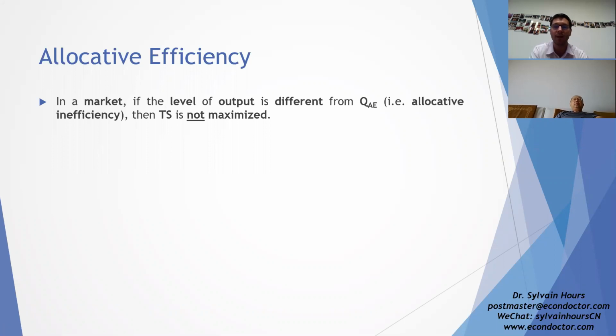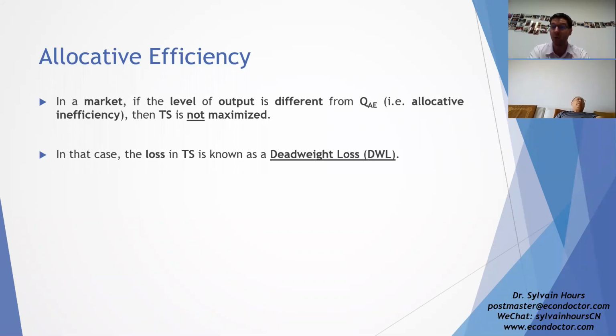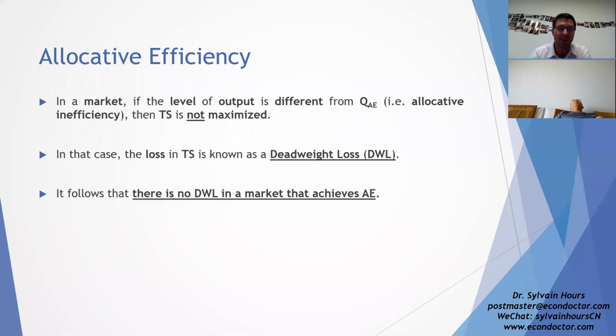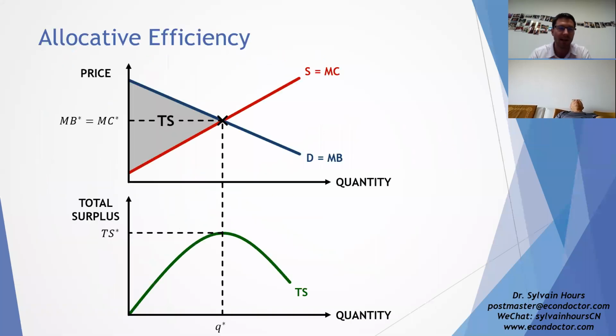And how do we call the difference between the maximum possible total surplus that we could achieve and the total surplus that we currently have? Well, the gap is what we call the deadweight loss. So the deadweight loss is just a loss in total surplus that is the consequence of an inefficient allocation of the resources. How can we represent the deadweight loss in my diagrams over here?